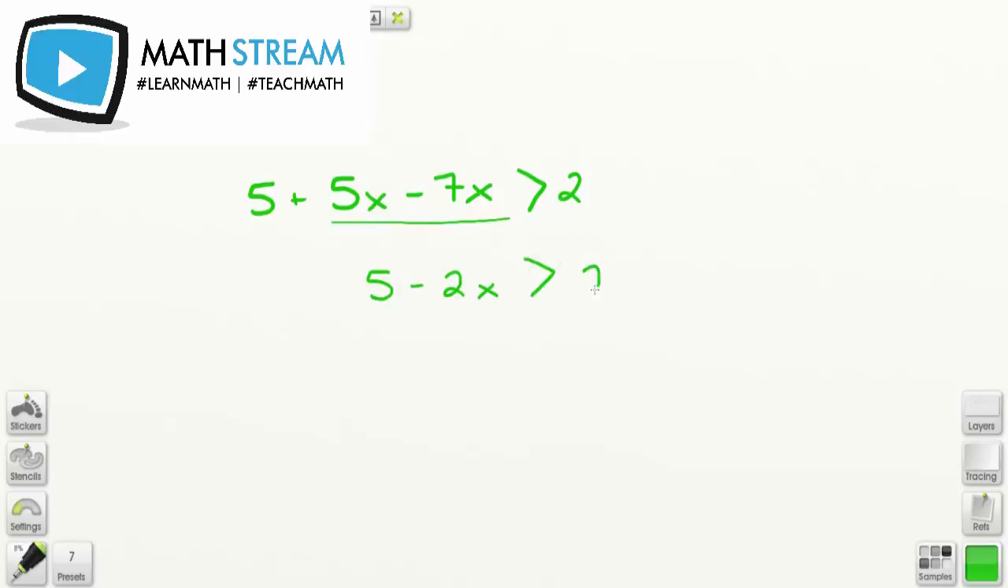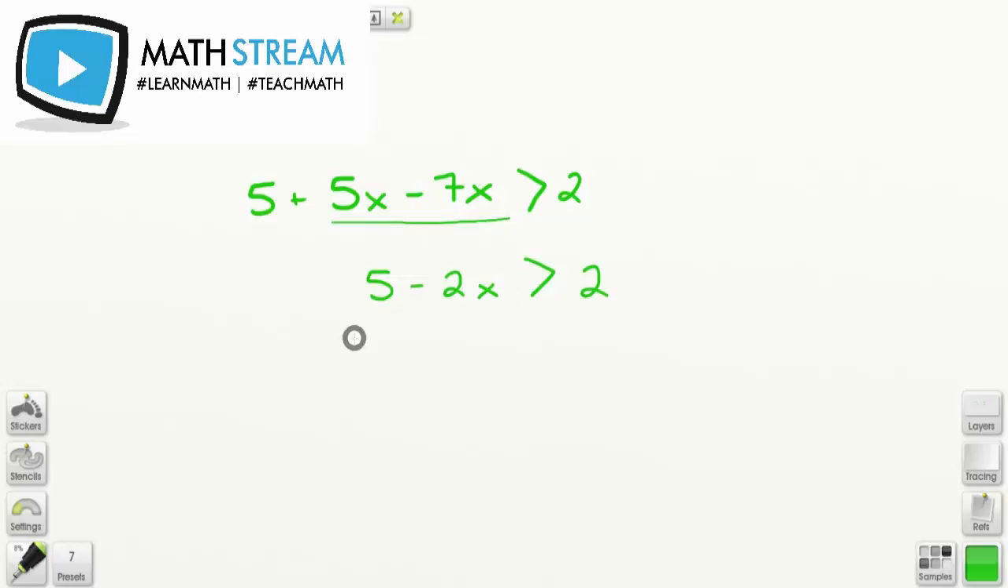So take a look over here. I'm going to give us an example. We'll do 5 plus 5x minus 7x is greater than 2. So I'm going to solve this just like I would a typical equation. I'm going to start by combining like terms. 5x minus 7x is going to give me negative 2x. So that's going to give me 5 minus 2x on the left is greater than 2. There's not much I can simplify over there.